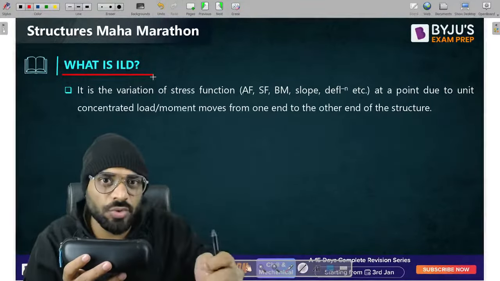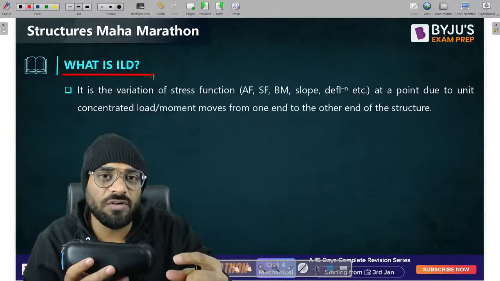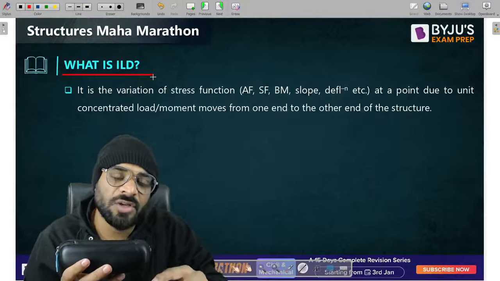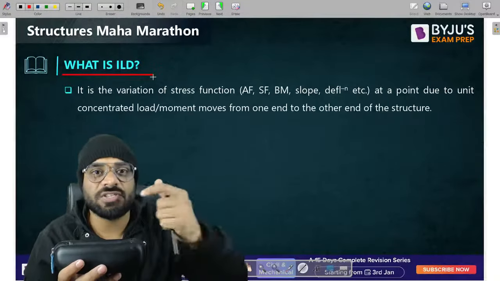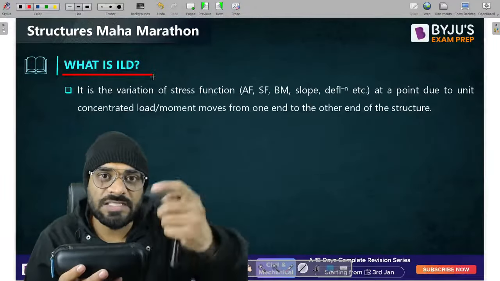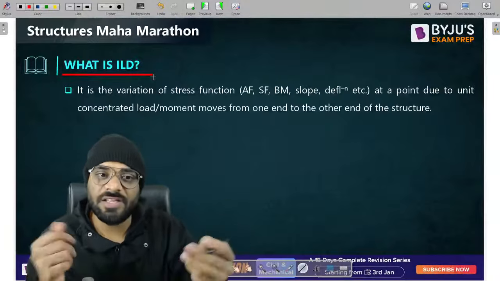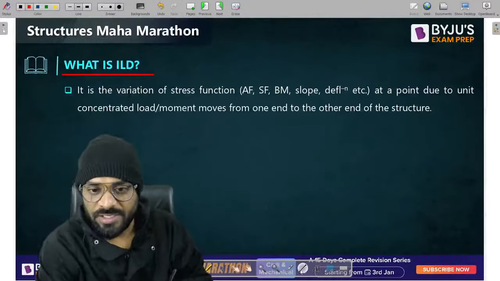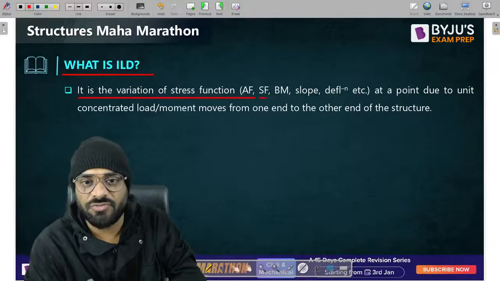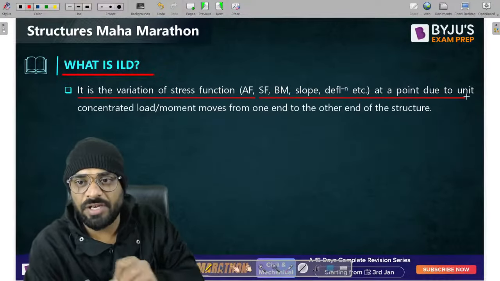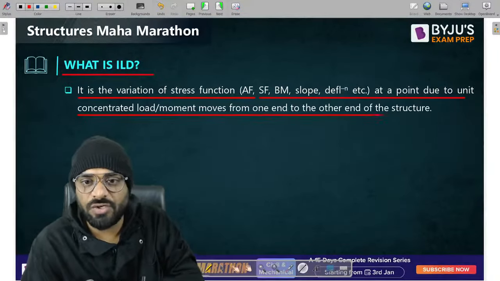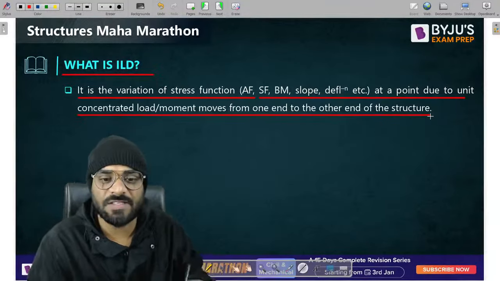So what are we trying to do? We are trying to write down the value of the reaction or the stress function when the position of the load is changing. And that particular variation, if you want to represent it, is nothing but our ILD. Getting a point? Clear? So it is the variation of a stress function like axial force, shear force, bending moment, slope and deflection at a point due to a unit concentrated load or moment that moves from one end to the other end of the structure, and that is nothing but our ILD.